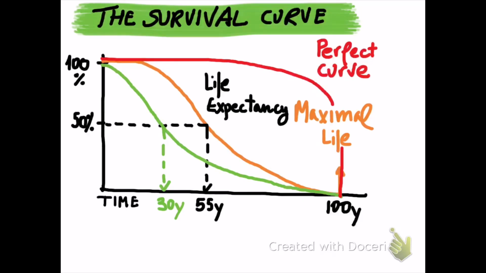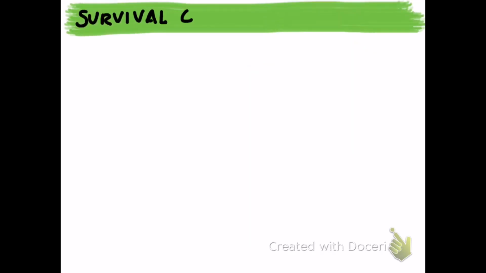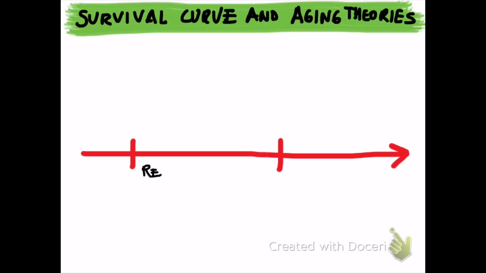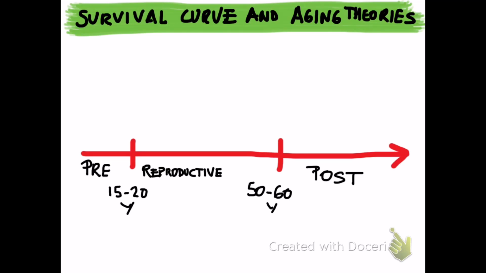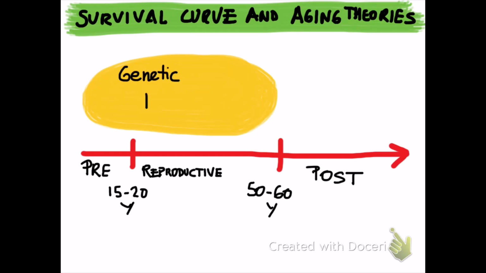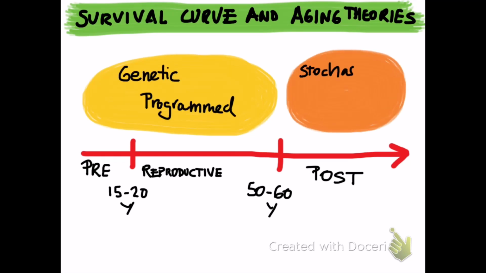The life of an individual can be divided into two major phases. The first phase is called reproductive, in which genetic and programmed processes determine aging. The second phase is called post-reproductive, in which aging depends on environmental conditions, for example, stochastic causes, damage accumulation.